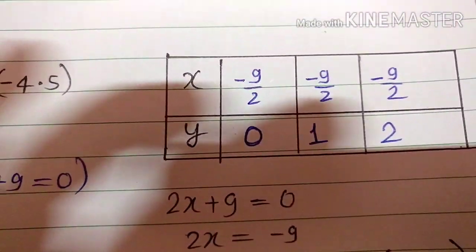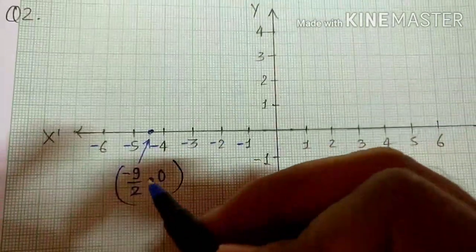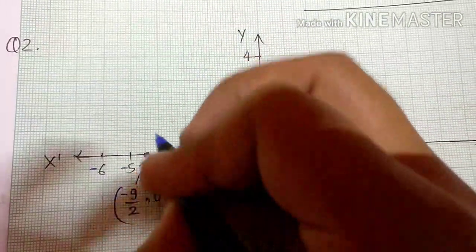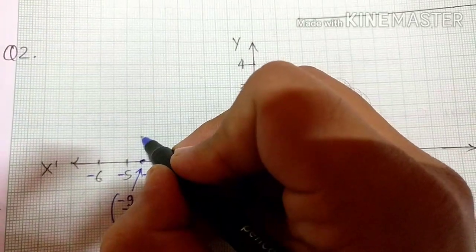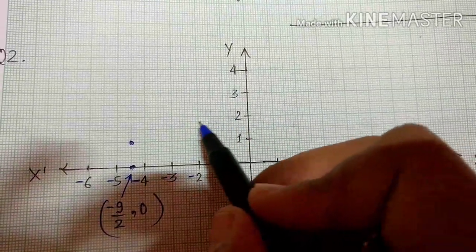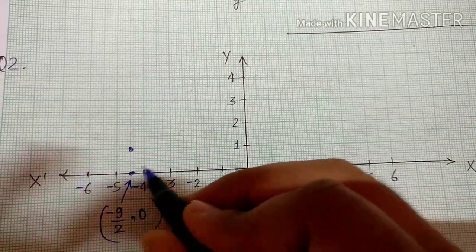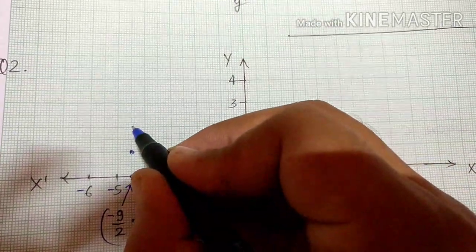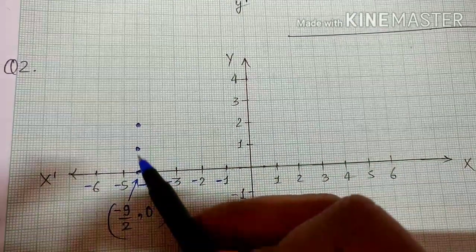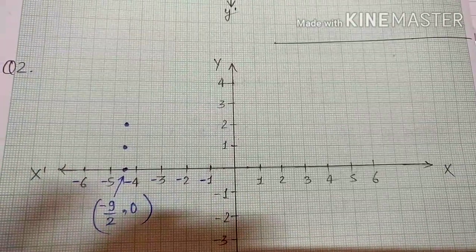Where is 1? 1 is there, so it will come just here. Then minus 9 upon 2 comma 2: minus 9 upon 2 is here only, and 2 is here, so it will come at this point. So we got these 3 points, 1, 2, 3. Now let's join these points.